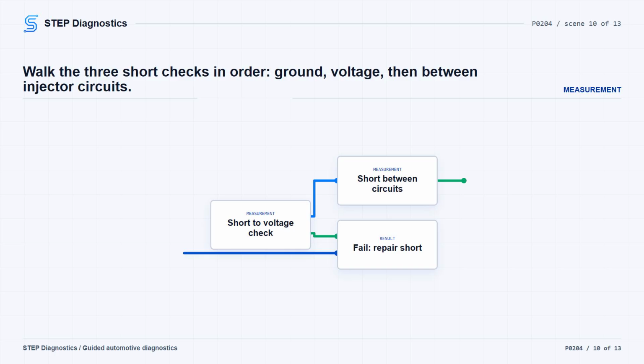If no voltage is present, turn the ignition off and check for a short between the injector control and injector return circuits. That resistance also must be greater than 10,000 ohms. If it is not greater than 10,000 ohms, repair the short circuit, clear the PCM DTCs, and repeat the self-test. If all of those checks pass, move to injector resistance.